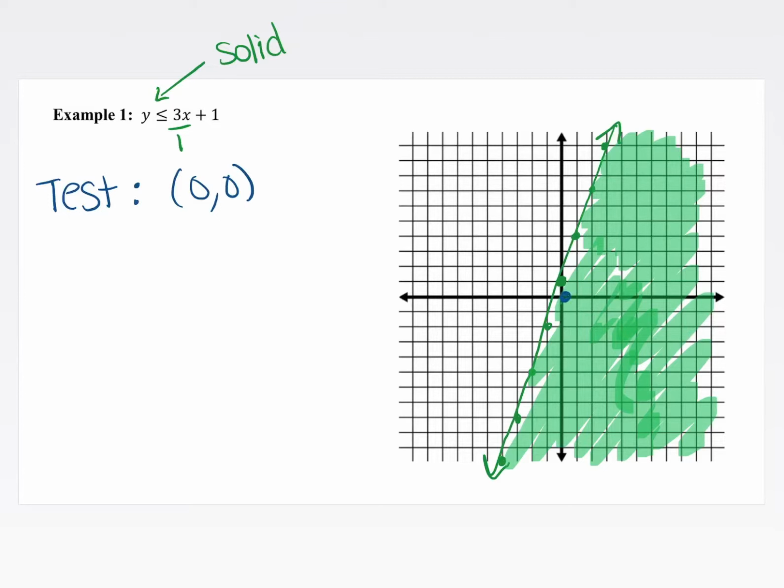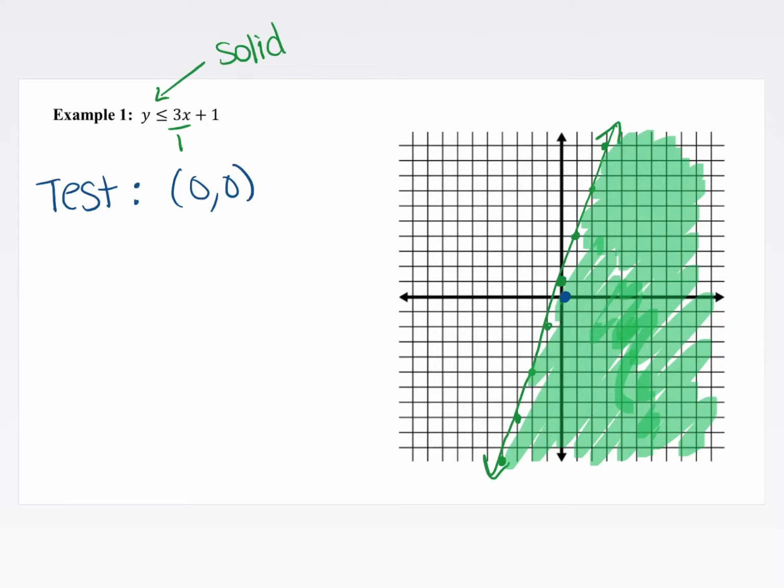Here, we can see that (0, 0) is on the right side of the graph. Now, if you plug this point into the inequality and the statement is still true, then you know that you shaded on the correct side. If you plug in the value into the inequality and it is not true, then that means you need to shade on the opposite side.